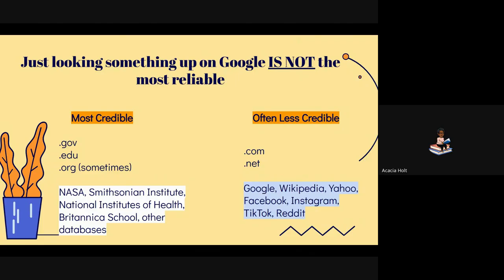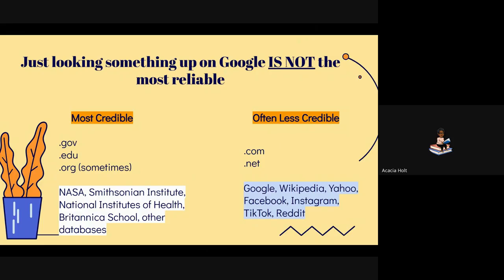We just do have to be careful with .orgs and make sure that they're not trying to persuade us to do or think a certain way, or that there's not a lot of ads, because that means they may be trying to sell us things and persuade us. So just some quick examples of reliable places that we can get information: NASA Institute, Smithsonian, National Institutes of Health, Britannica School, and other databases that I'll show you in a little bit.